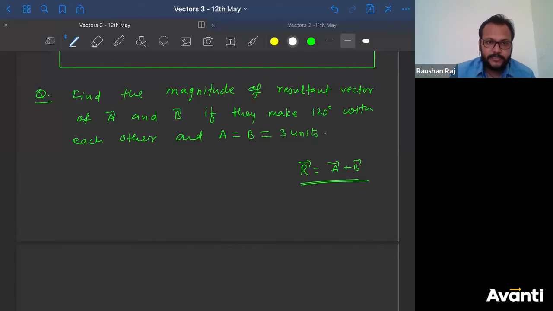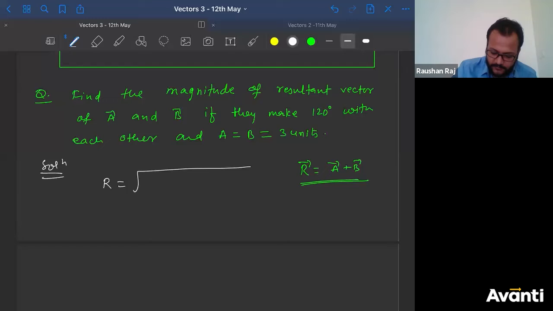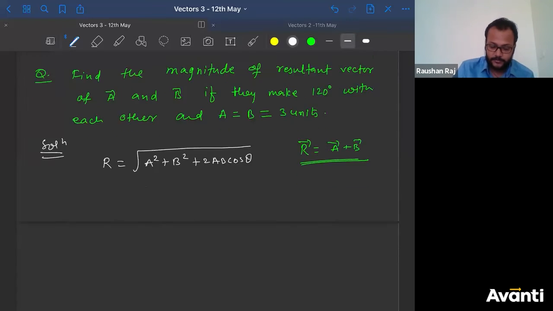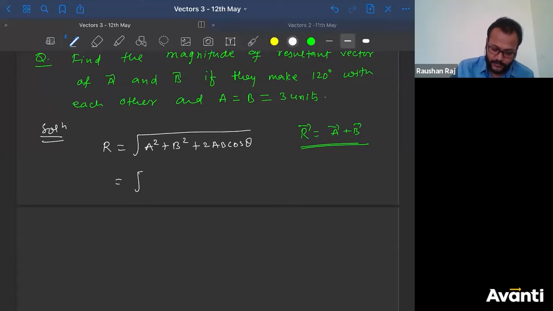Okay, now I'm getting so many answers in the chat. Very good, guys. Now let me give the answer, okay? So that others can also verify. What is the magnitude, guys? Square root of A square plus B square plus 2AB cos of theta. बहुत बढ़िया.